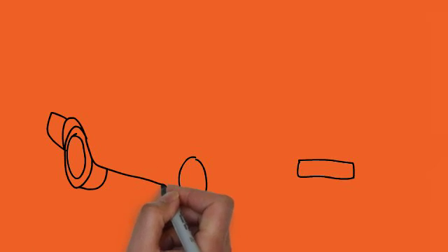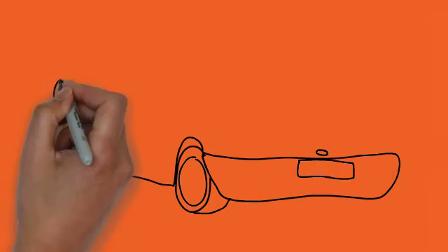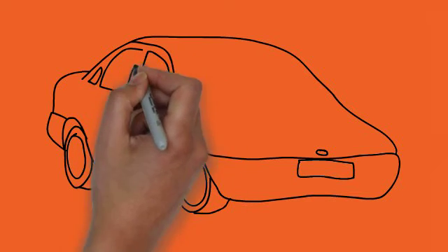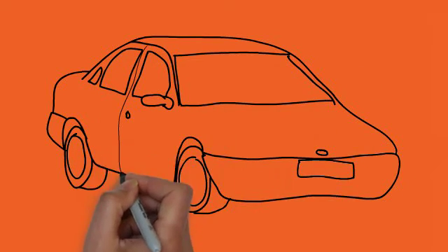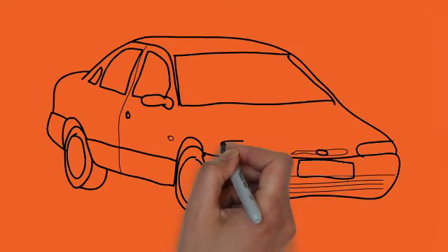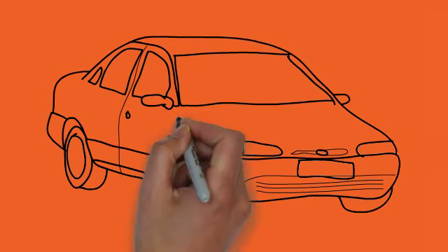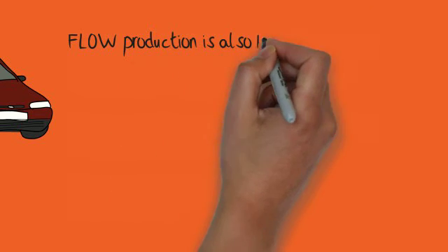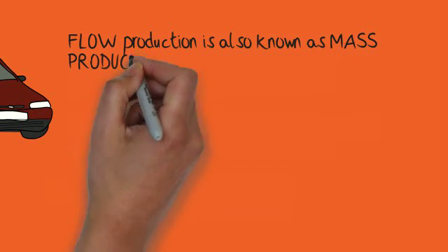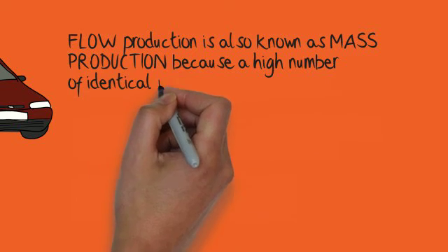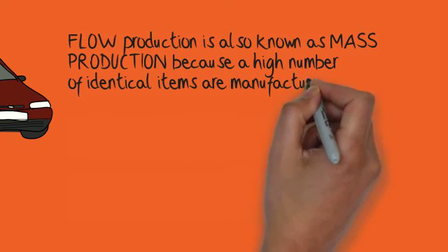Finally, we can consider flow production, which is also quite commonly known as mass production. The idea of mass being volume, lots. In this method of production, a high number of identical items are manufactured. So they're all the same. There are no changes. And if you think of the idea of a conveyor belt system where the product is flowing from one stage to the next, you think of a car as a good example.